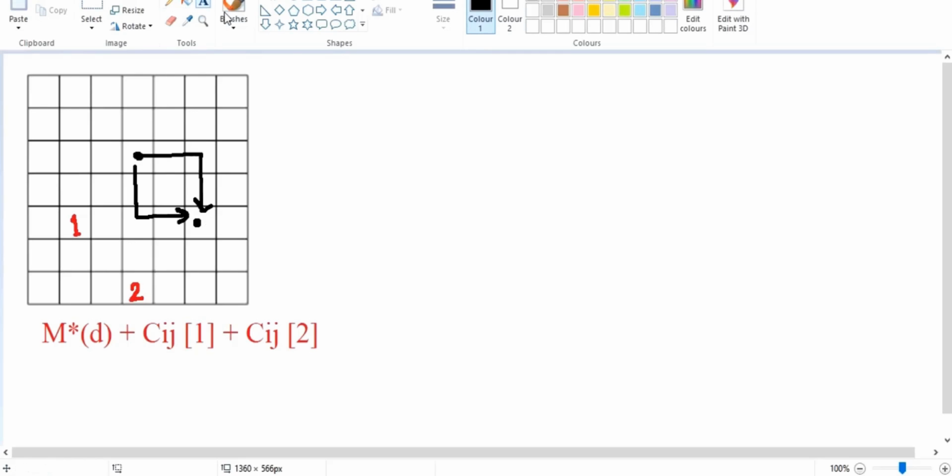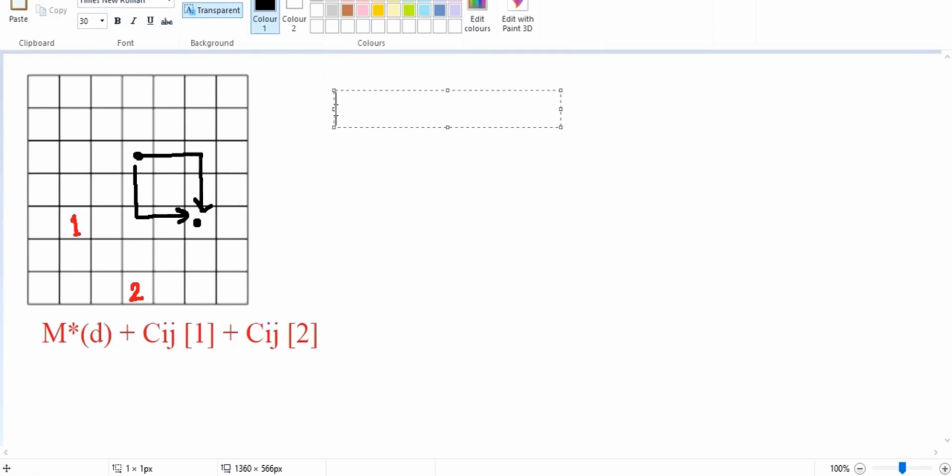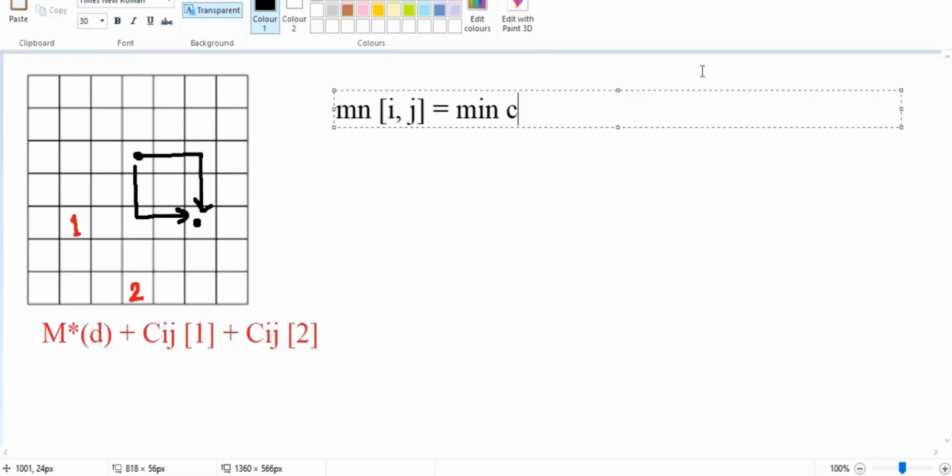So consider that I have a particular matrix Mn, such that each cell ij within this Mn matrix indicates the minimum cost to reach cell ij.